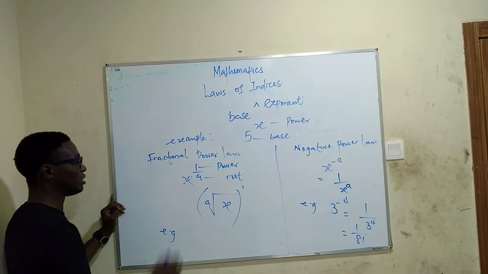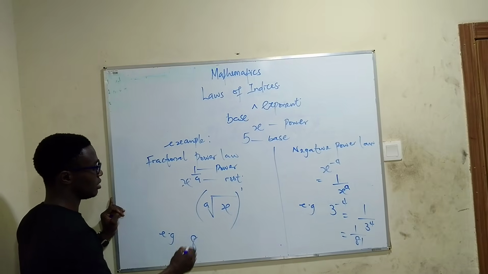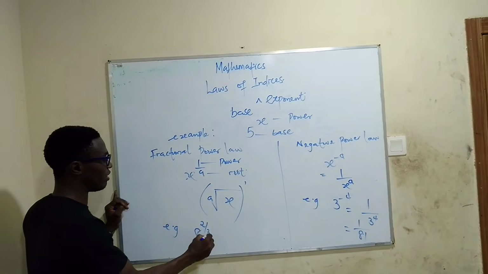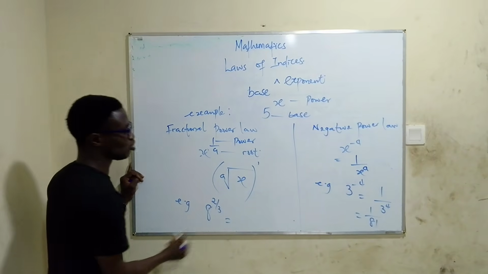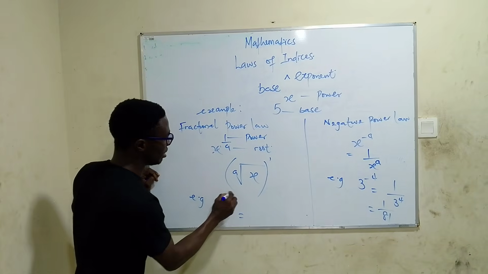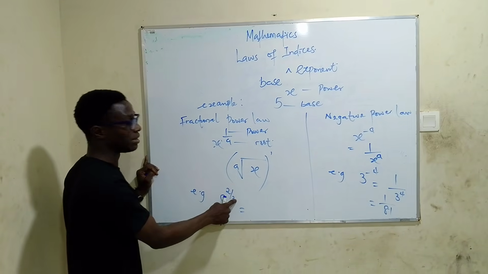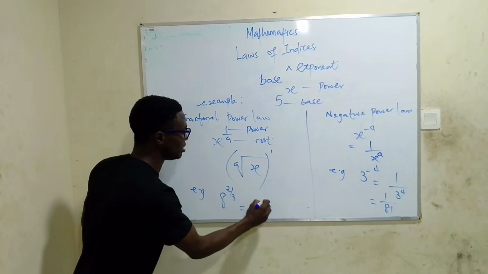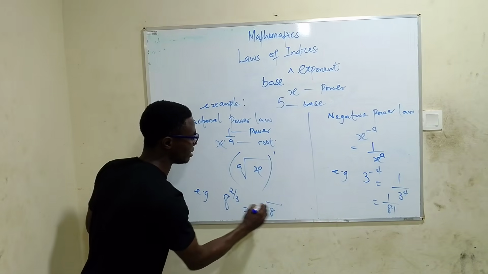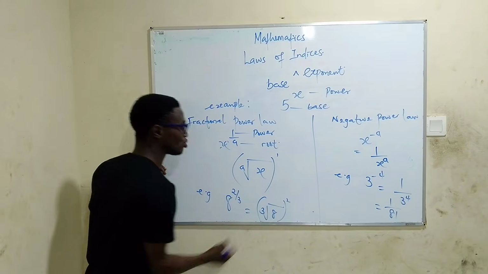A typical example is 8 to the power of 2 over 3. 2 is the power and 3 is the root. So meaning we have the cube root of 8 all raised to the power 2.